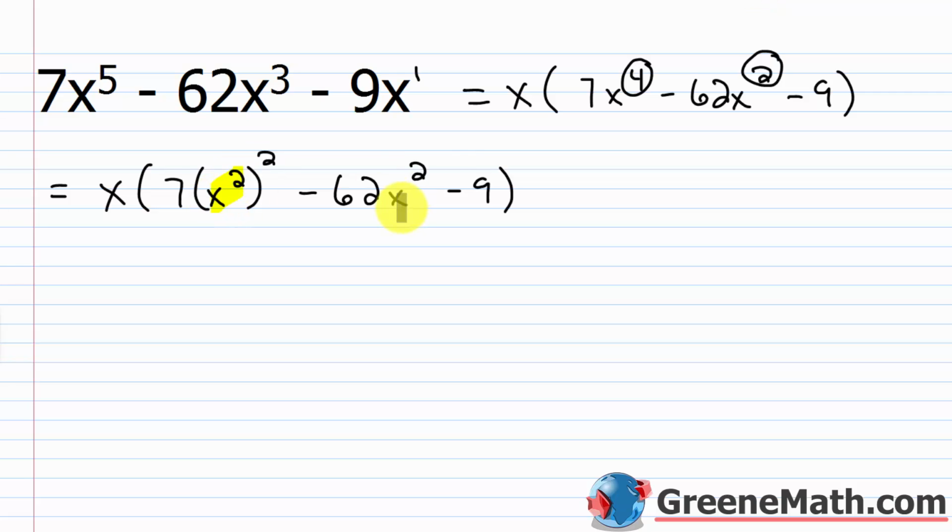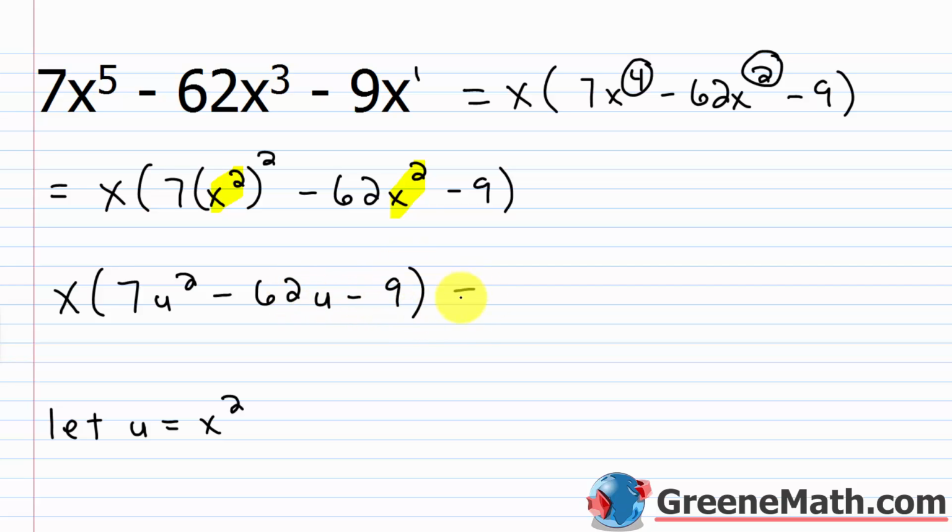And so I'm going to highlight this, and I'm just going to say, again, let u be equal to x squared. Okay, so what I'm going to have is x times the quantity 7u squared minus 62u minus 9. And I'm going to factor this. So let me erase this real quick, and I'll just write this off to the side. So let u be equal to x squared.